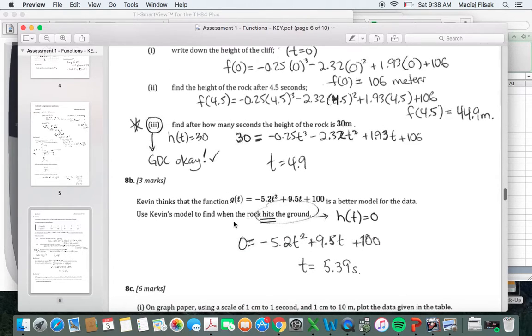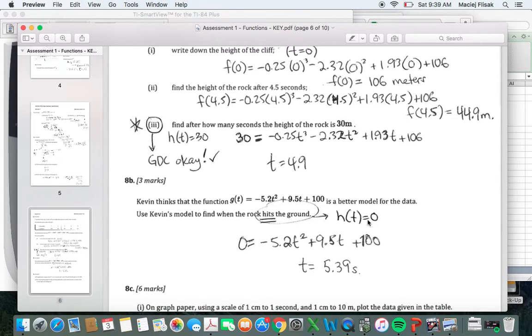We should check. All right, so first of all, use Kevin's model to find when the rock hits the ground. Okay, the rock hits the ground when, we don't know when. The question is when. So when means we're looking for time. If we're looking for time, we are assuming in this question that we know the height. So when the rock hits the ground, well, the height is 0. That makes sense. It's on the ground now. It's not in the air somewhere anymore. The height of the rock is now 0.